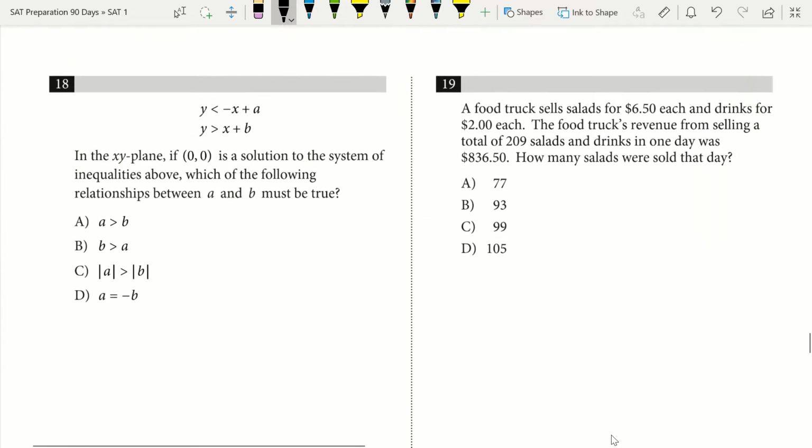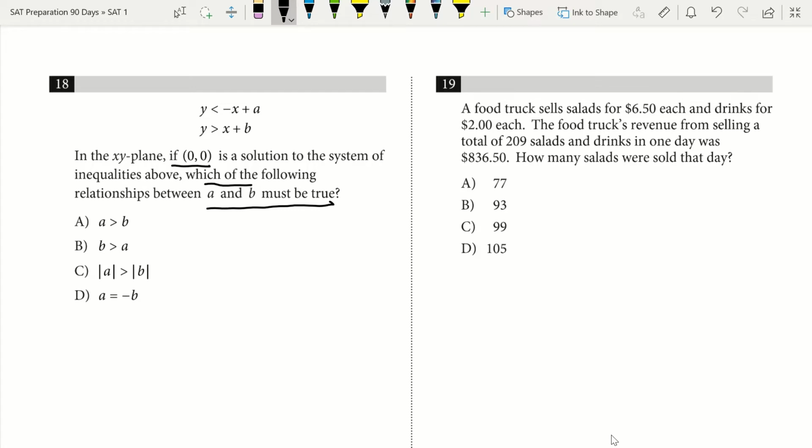Keep in mind, after question 18, we go through 19 to 22, looking for one that's difficult. If we find one that's difficult, then we'll go ahead and transition over to the free response. So we have in the xy-plane, if 0, 0 is a solution to the system of inequalities above, which of the following relationships between A and B must be true?